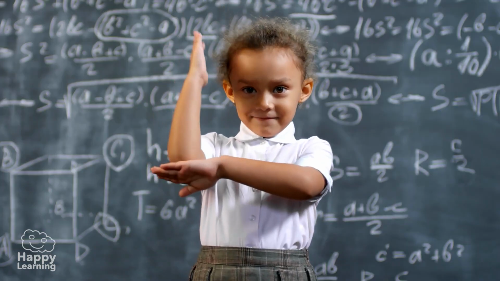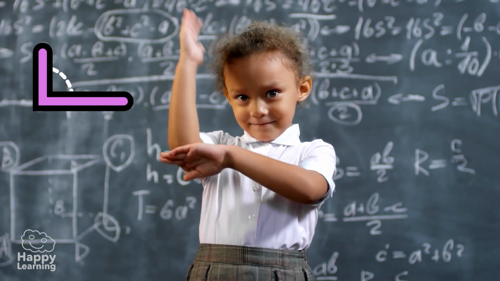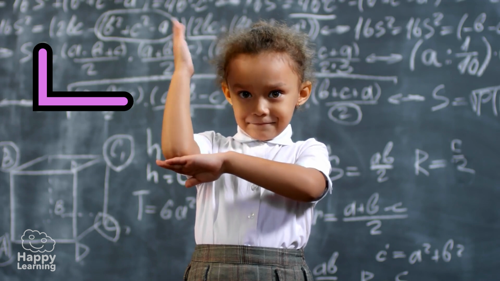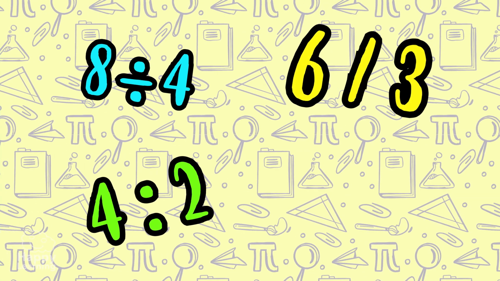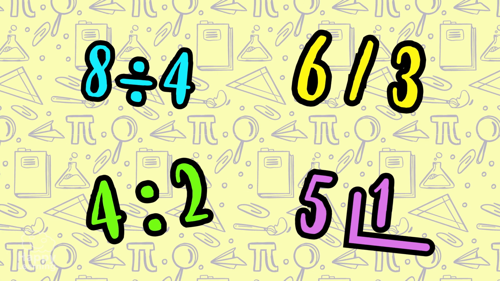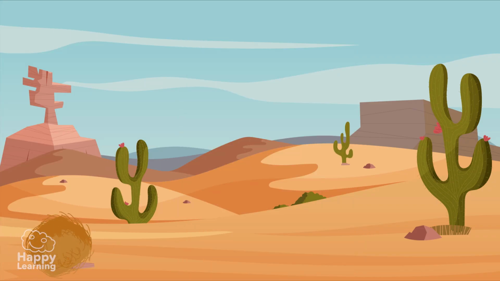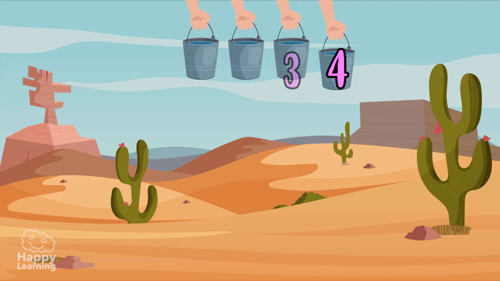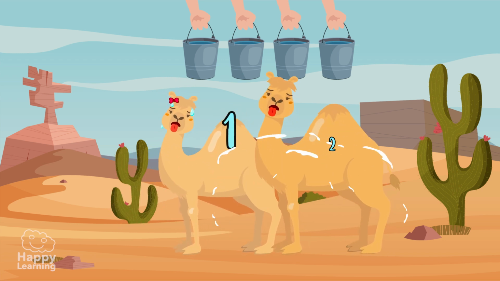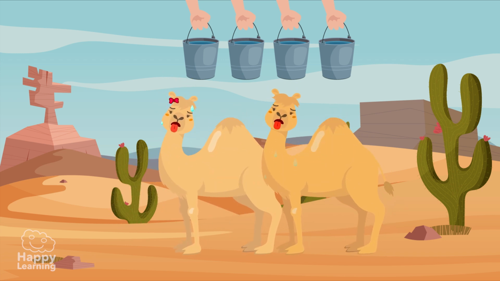Well, it's very easy using this sign, which is like an angle. There are other signs that also mean dividing, like these, but we're going to use the angle. If we have 4 buckets full of water, and we have to divide them between 2 thirsty camels in the middle of the desert, how would we do it?